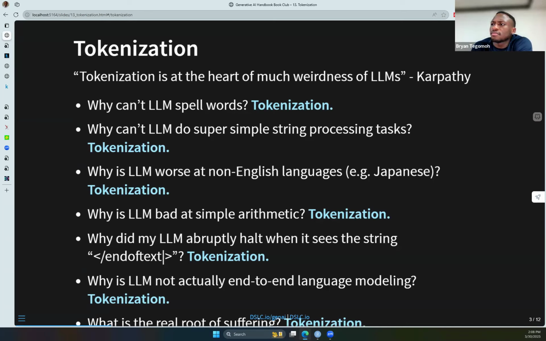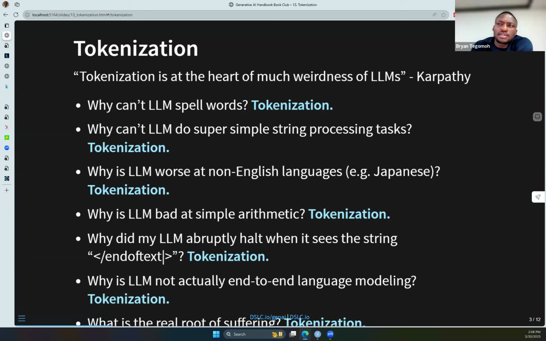This is a screenshot from some material from Andrej Karpathy, who has put out a lot of resources out there. You should visit his YouTube channel. He's put out a lot of resources teaching about how large language models foundationally work. And one of his quotes there was, tokenization is at the heart of much of the weirdness that we see in large language models.